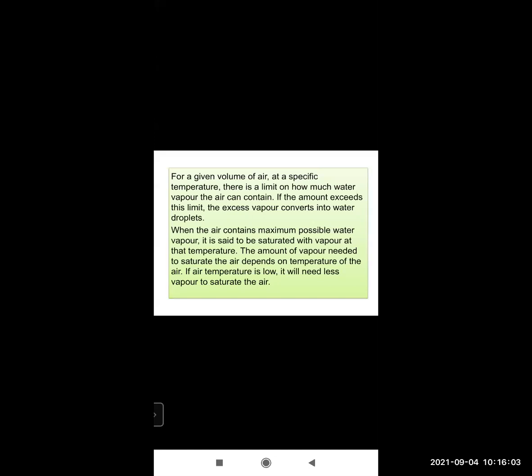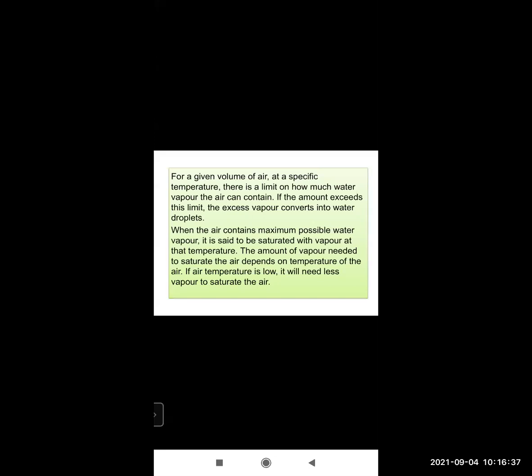When the air contains maximum possible water vapor, it is said to be saturated with vapor at that temperature. Remember this, underline this if you have the textbooks with you. When the air contains maximum possible water vapor, it is said to be saturated air. Because further on we are going to see the definition of unsaturated also. So this is the definition of saturated air.